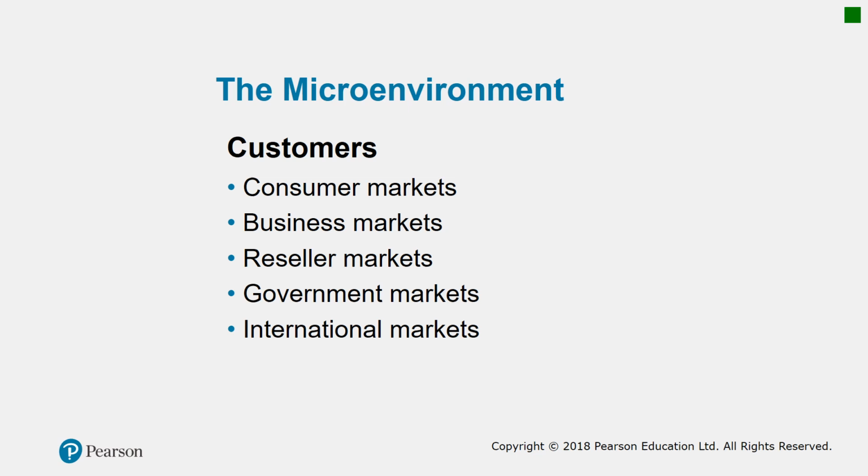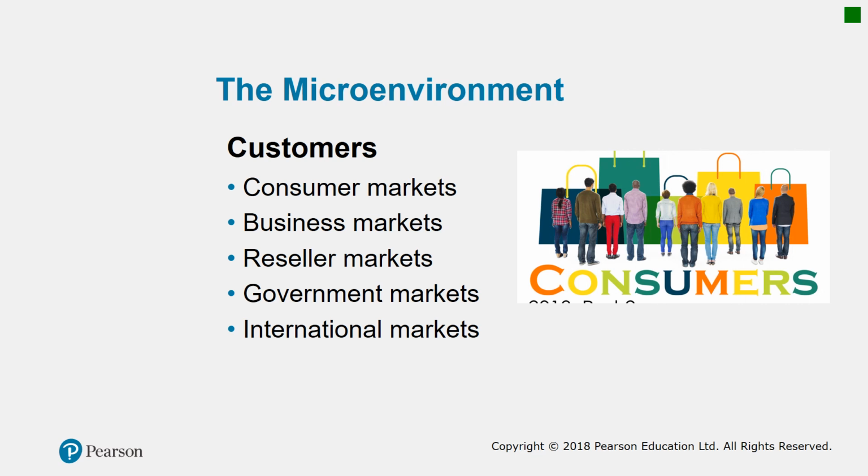Finally, the final and the most important micro environment actor that can affect the company is the customers themselves. All right, customers include consumer markets, business markets, we have reseller markets, government markets, and international markets. These are the customers in general. If the customers are not satisfied with the product produced by the company, it would definitely affect the company in terms of their profit and also brand image. And thus, it is very important for companies to look at the customers in their micro environment in order to make the right decision.